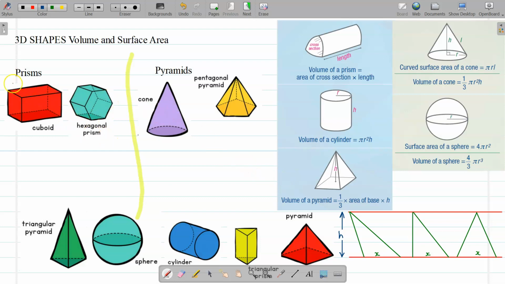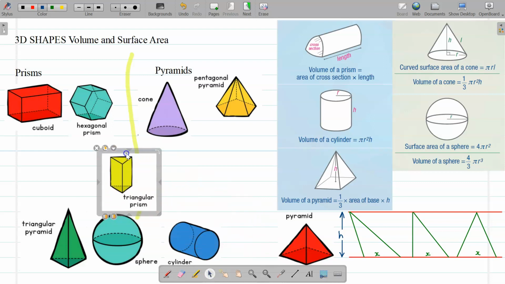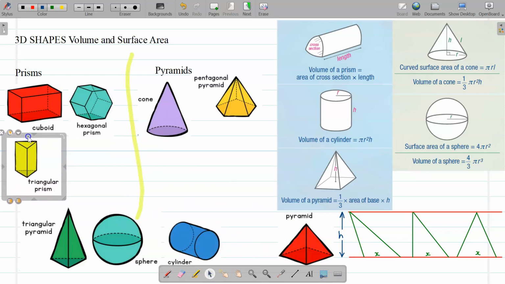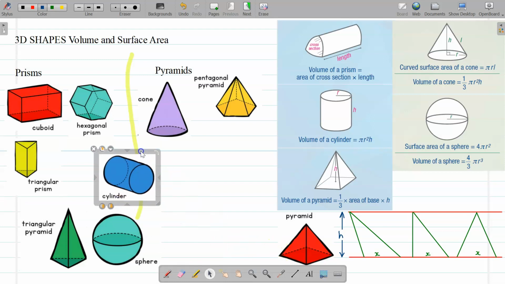Now on the left we have prisms. Okay, now there's two already in there. There's a cuboid and a hexagonal prism. Okay, and another two which are here. Let's just find them and move them in place. This one here is a prism. The clue's in the name, a triangular prism. And we got another one here which is a kind of prism.